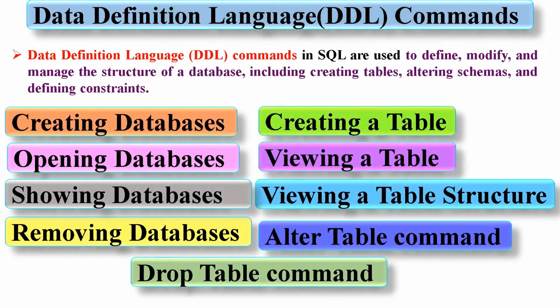Let's discuss the DDL, Data Definition Language Commands. Data Definition Language, DDL, commands in SQL are used to define, modify, and manage the structure of a database, including creating tables, altering schemas. Schema means a database schema organizes and manages tables, views, and procedures for efficient data structure. And defining constraints. A constraint in a database is a rule that enforces data integrity by defining limits or conditions for the values that can be stored in a table. These are the DDL commands. Creating databases, opening databases, showing databases, removing databases, creating a table, viewing a table structure, alter table command, and drop table command.